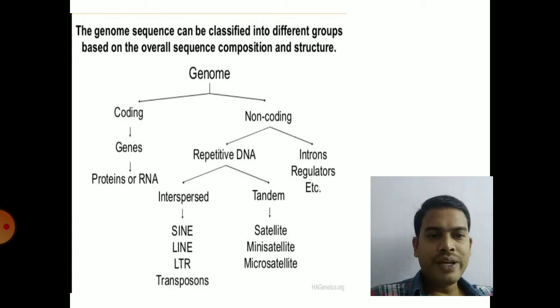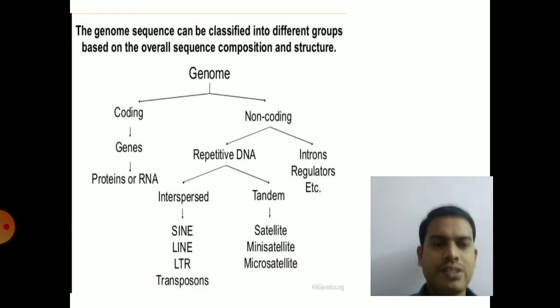Whereas tandem repeats contain 9 nucleotides or 10 or 20 or 40, which are present repeatedly. The same sequence will be present repeatedly. That is called tandem repeats. So that is the difference between interspersed and tandem repeats. So 98.5% of the 3 × 10^9 base pairs of DNA contains these non-coding regions. So this is genome organization.